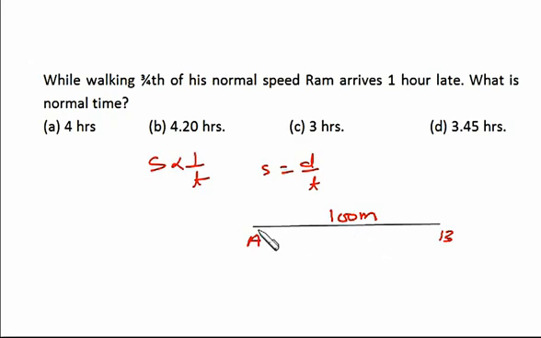Similarly, if he makes his speed half of the normal, then he'll be taking double the time. And if he does speed 1/3 of the normal, then he'll be taking 3 times the normal time. Now we assume that the normal time is 1. Okay. So if he's walking with 3/4 of his normal speed, his time will be 4/3 of the normal, isn't it?